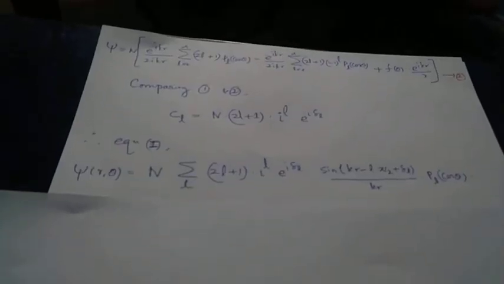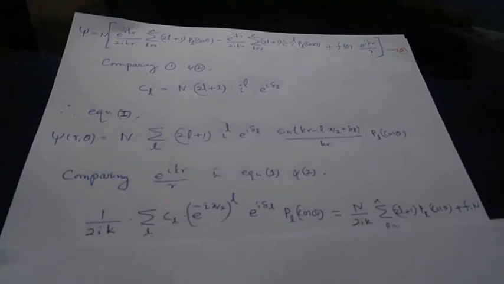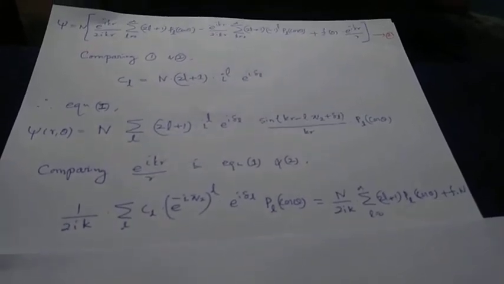If you plug this into equation I, the capital I equation, we can see that the wave function for the scattered wave is expressed this way. And if we compare the coefficients of exponential ikr by r in equations number 1 and 2, from equation number 1 it is this, and from equation number 2 it is a summation of these two terms.